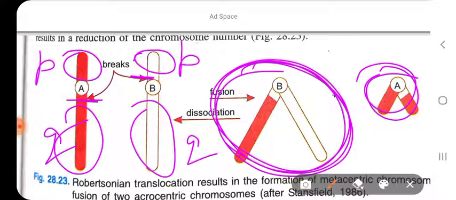Now, due to Robertsonian translocation, it causes change in the number of chromosomes. Why? Because the small microchromosome that is occurring here may eventually be lost during cell division later in the process.